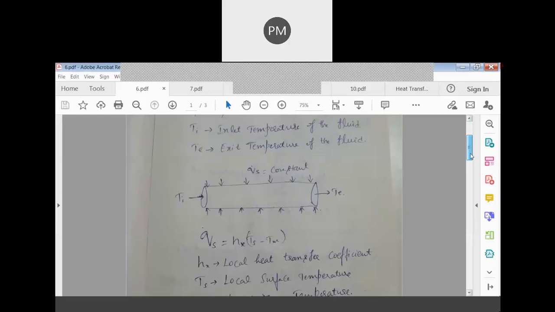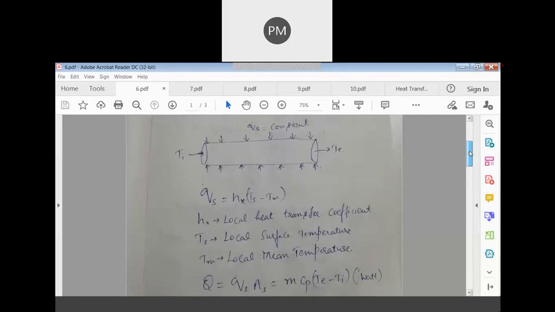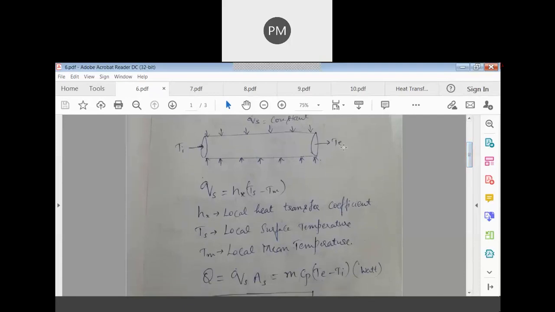See how you are going to apply the constant heat flux over the surface. You can see the sketch. Around the periphery or around the surface, we are going to apply the constant heat flux. Ti is the inlet temperature and Te is the exit temperature. In some new textbooks, they will give T naught also. T naught or Te are the same. T naught is nothing but the outlet temperature, or the exit temperature.